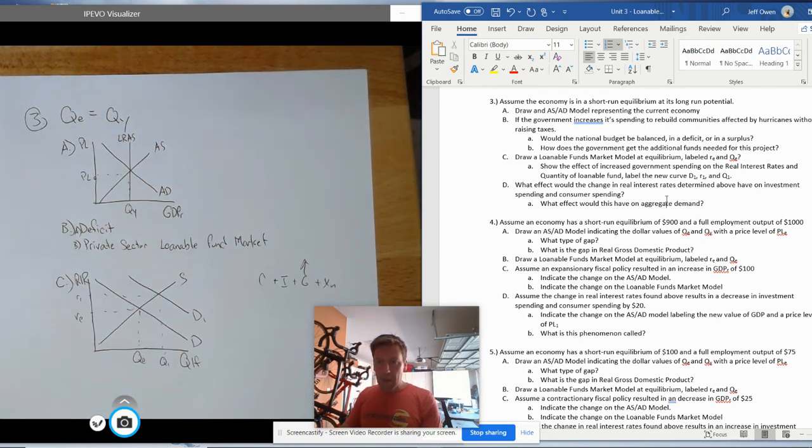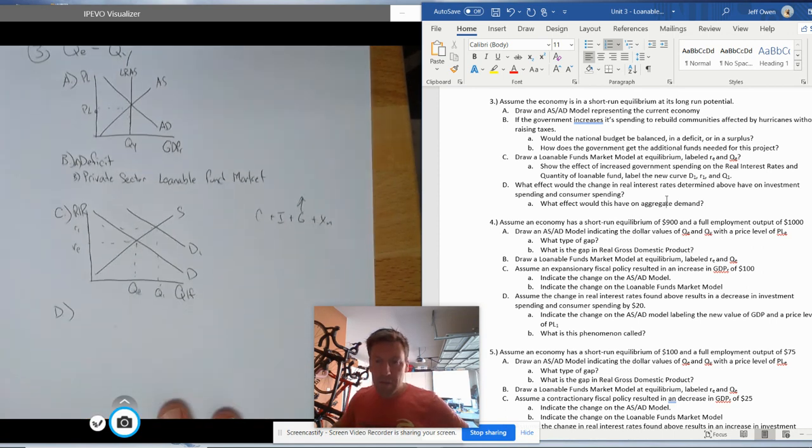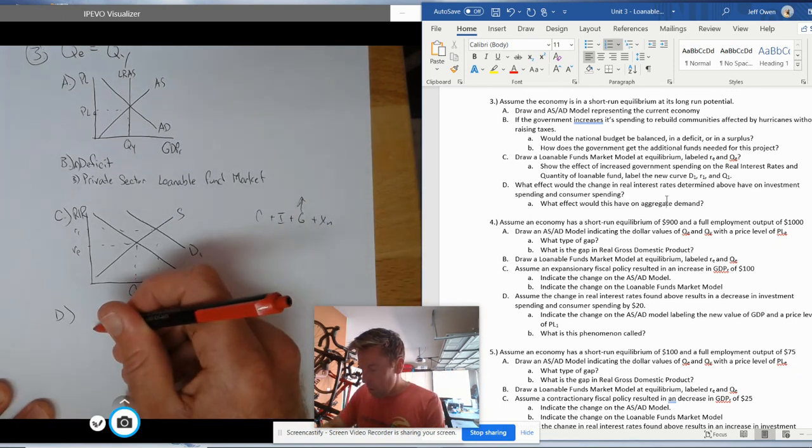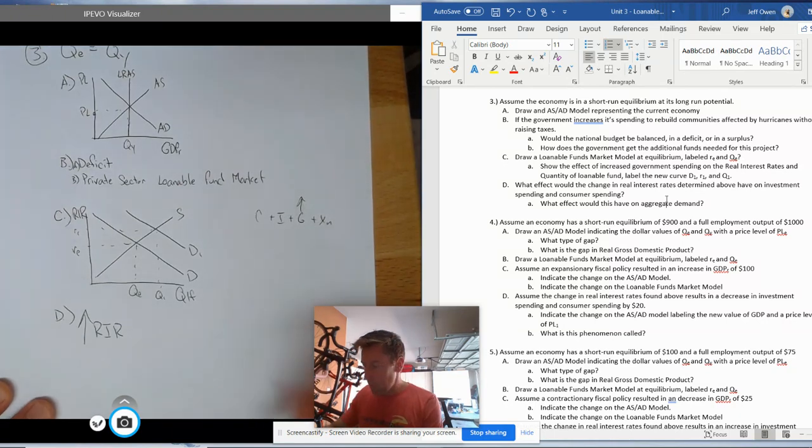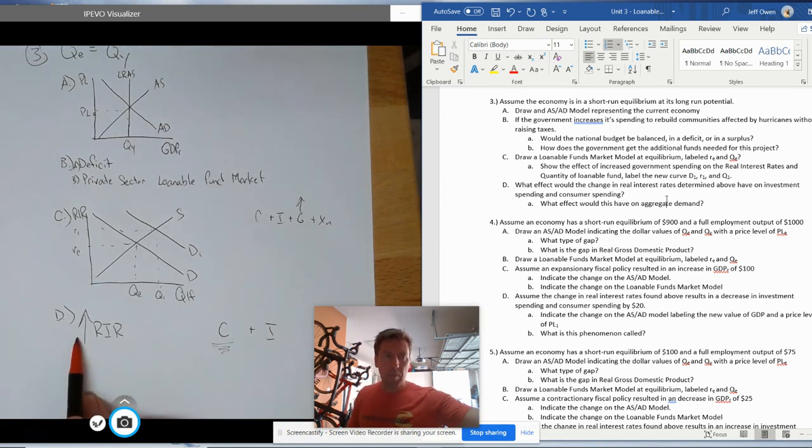And that brings us to the next section, number D. What effect would the change in real interest rate determined above have on investment spending and consumer spending? In this case, real interest rates went up, and consumers and businesses want to borrow money, right? This guy wants to buy a new house, he needs to take out a loan. Well, if interest rates have gone up, is he going to want to take out that loan? Probably not. He's going to want to sit it out and wait for interest rates to drop.